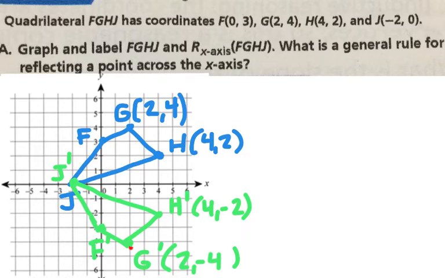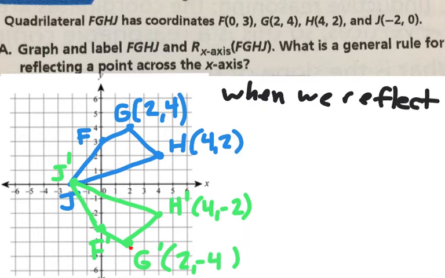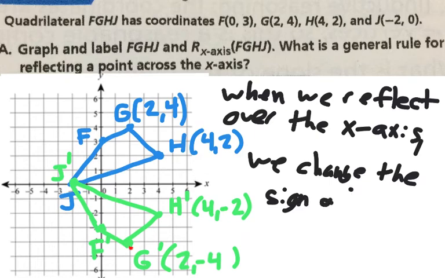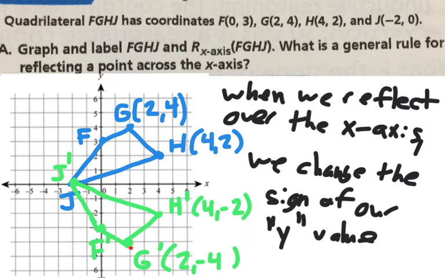So it says, what's a general rule for reflecting over the x-axis? Okay, so when we reflect over the x-axis, we change the signs of our y value. Everything else stayed exactly the same.